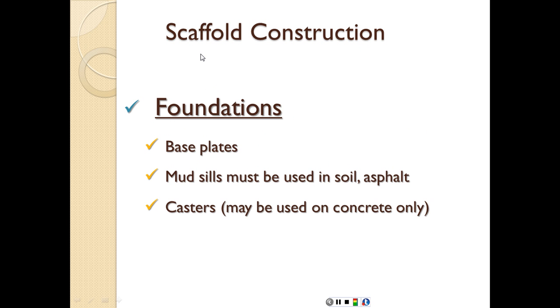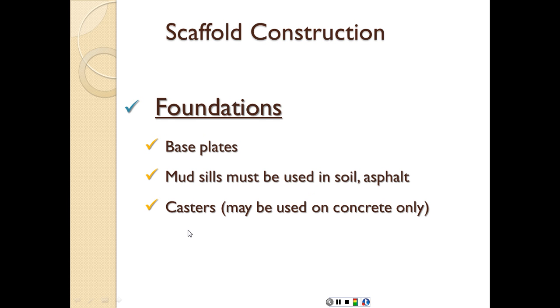We're now going to look at the different components of the scaffold, where the weak points are in each one of these components, and how to safeguard against that. So for the foundations, you should have base plates that are going to distribute the load over a wider area to prevent it from sinking into the ground and destabilizing it. Mud sills must be used on soils and asphalt, again to distribute the load and prevent sinking or settlement.